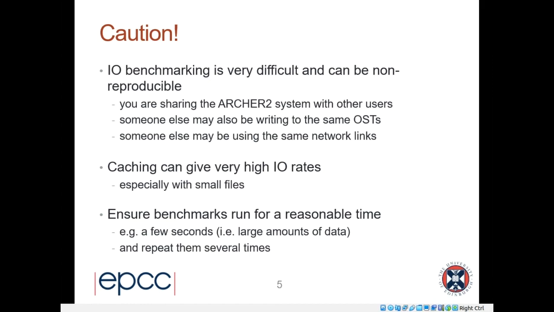And repeat them several times. If you really wanted to bottom this out, you'd run them several times at different times of the day, and maybe pick the maximum if you're interested in maximum, or the median or something. But I/O benchmarking is very difficult. It is like saying how long does it take you to get to work on the bus. It's sort of a meaningless question, because it just depends.